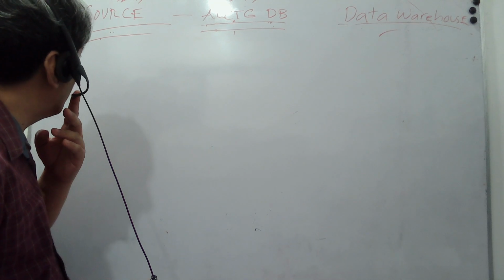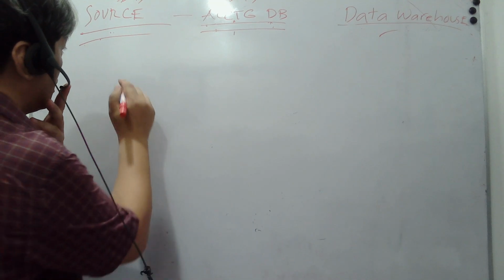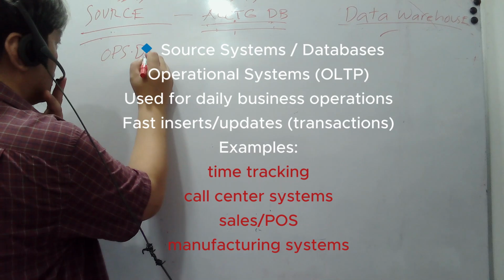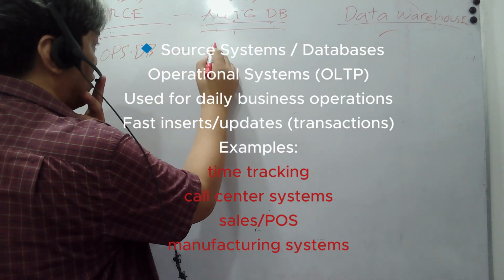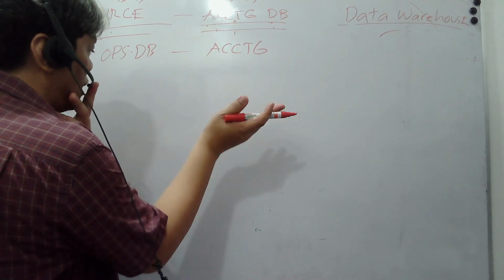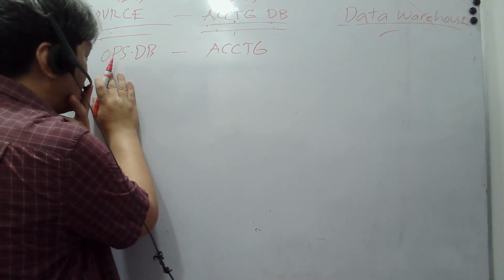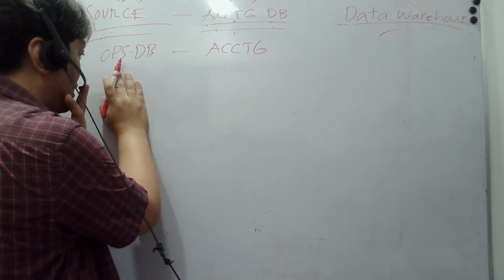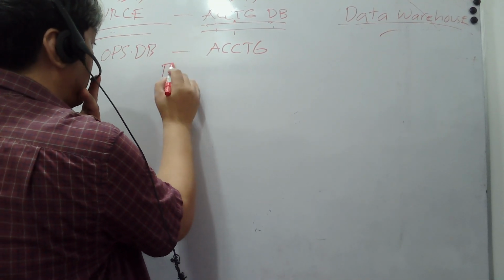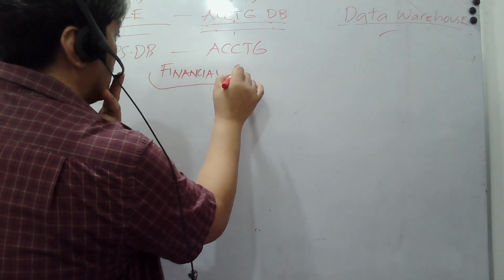So operations: source database. Operations starts with the source database, so we have the ops DB. And then accounting. As we all know, especially accountants, we start with the operations database, and then we put some financial aspect on it, and then we put that in accounting.